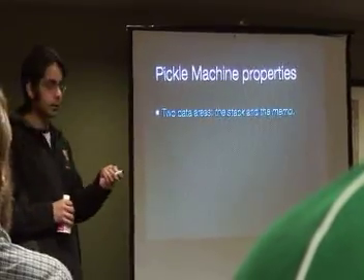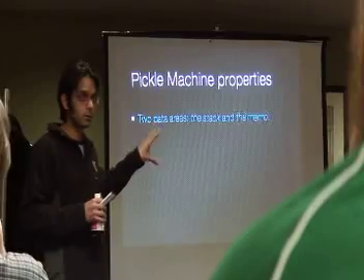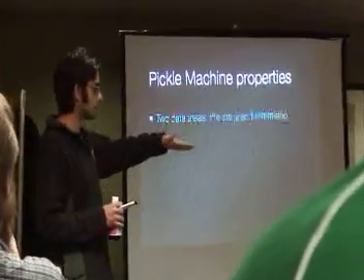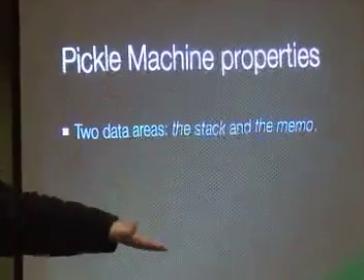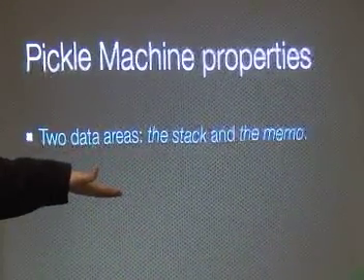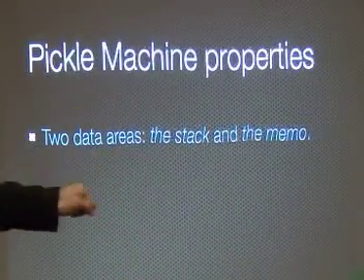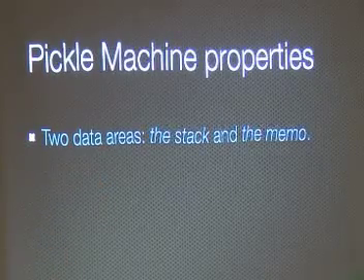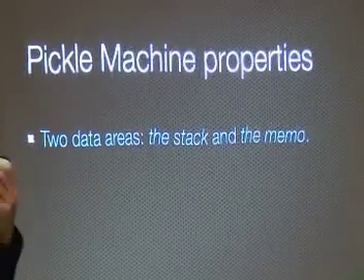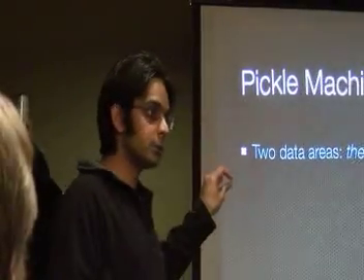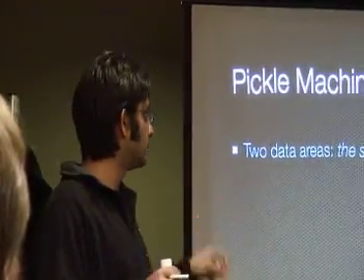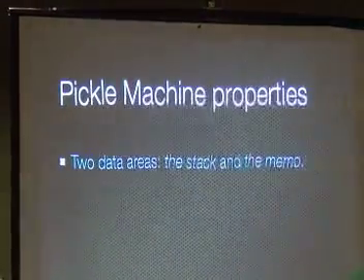Basically, there are two data areas in this machine. There's a stack, which you can envision as a big stack of stuff. It starts out with nothing, and you can say push this thing onto the stack, push this other thing onto the stack, pop it off, and the thing on top of the stack goes off. And then there's a memo, which you can think of as a dictionary that maps integers, sort of like object IDs, to actual objects.